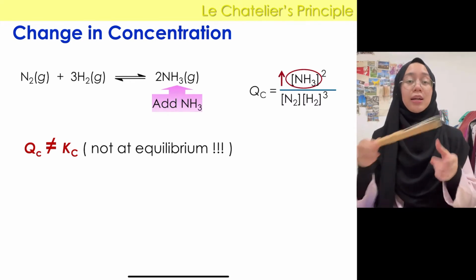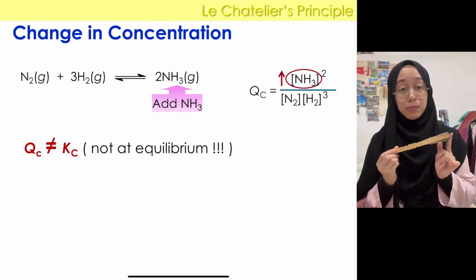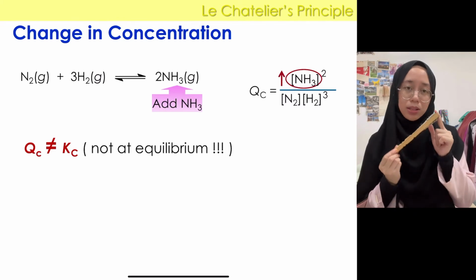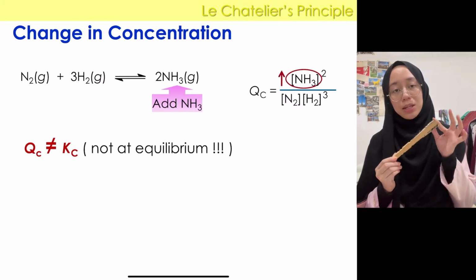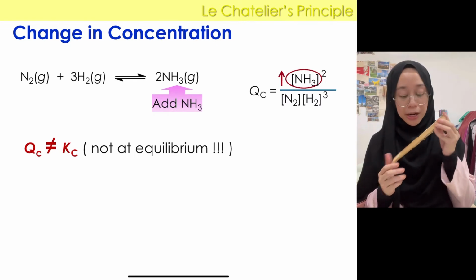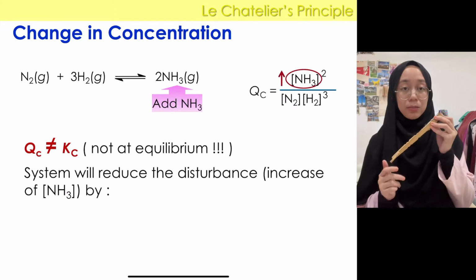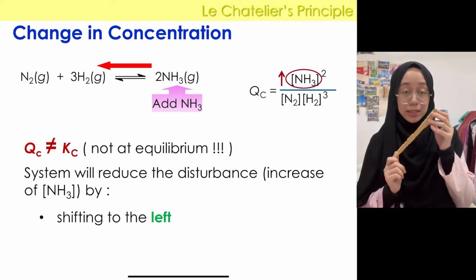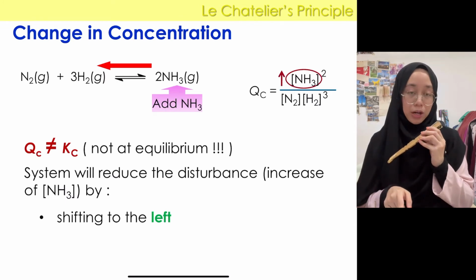So initially the system is at equilibrium, but since you add more ammonia, more product, now the system is no longer at equilibrium, so you have to reduce this disturbance. Okay, so how, what do we do? In order to reduce this particular disturbance, of course the system will, as you can see, shift to the left. Okay, so what exactly does it do?